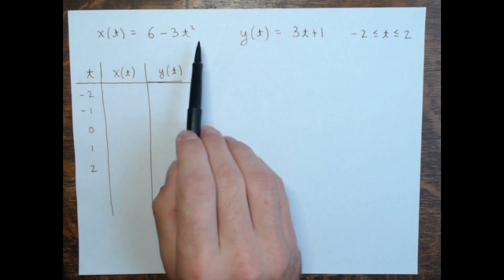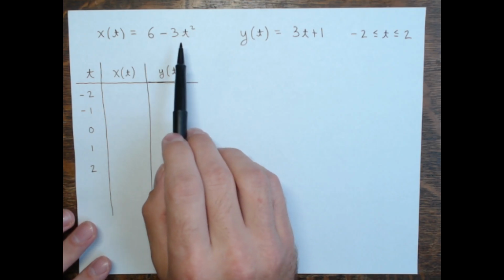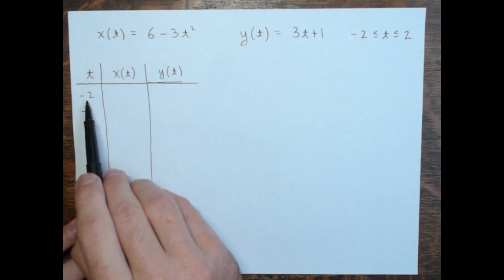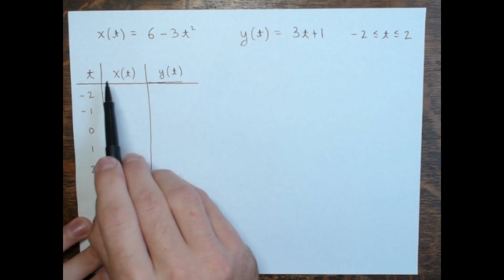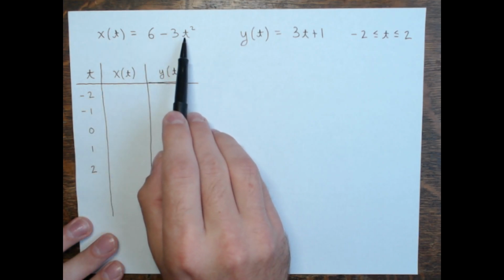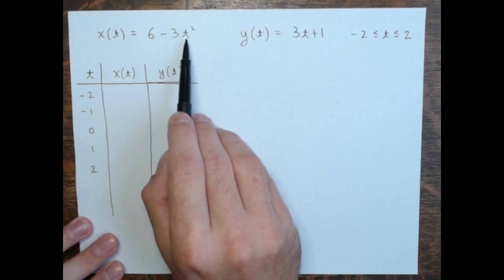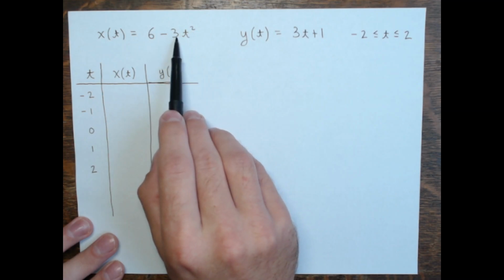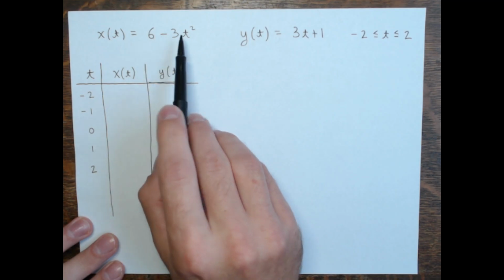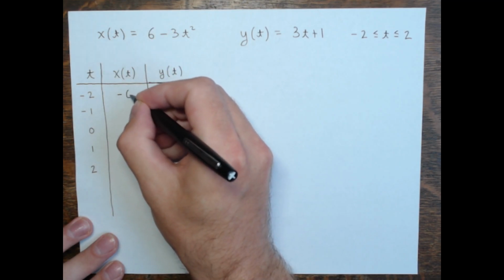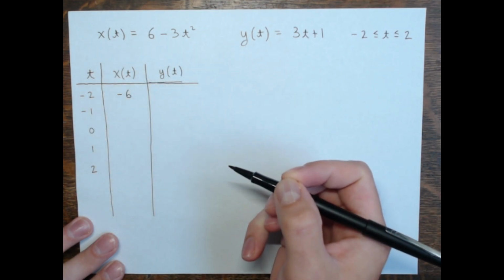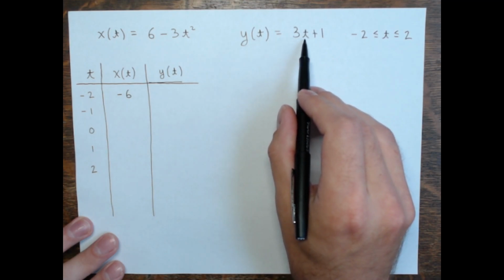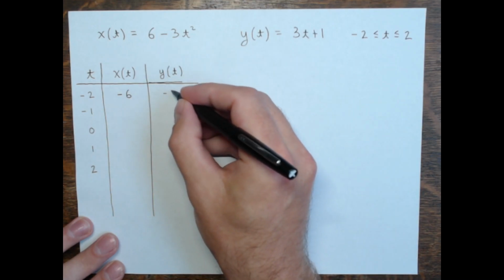All right, so I'm just going to say it out loud. Remember you do powers first, then multiplication, then addition. All right, remember your order of operations. So when t is -2, plugging into the x equation, right? X at -2, -2 squared is +4, times 3 is 12, 6 minus 12 is -6, all right? So you have an x-coordinate of -6, and y at -2, 3 times -2 is -6, plus 1 is -5.